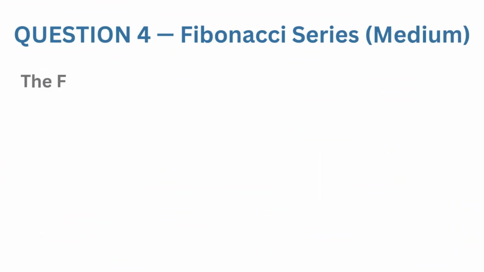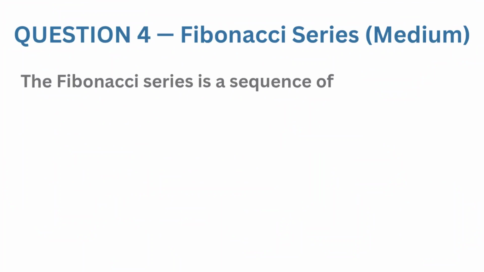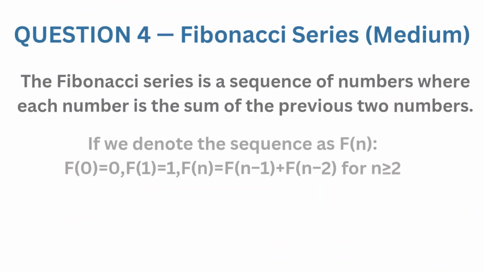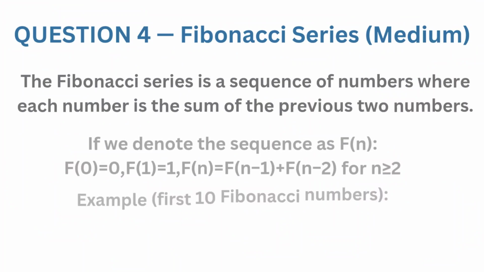And the next question is Fibonacci series. The Fibonacci series is a sequence of numbers where each number is the sum of the previous two numbers, and it has the formula f of n equal to f of n minus 1 plus f of n minus 2 for n greater than or equal to 2. And here is the example: the Fibonacci series is 0 1 1 2 3.